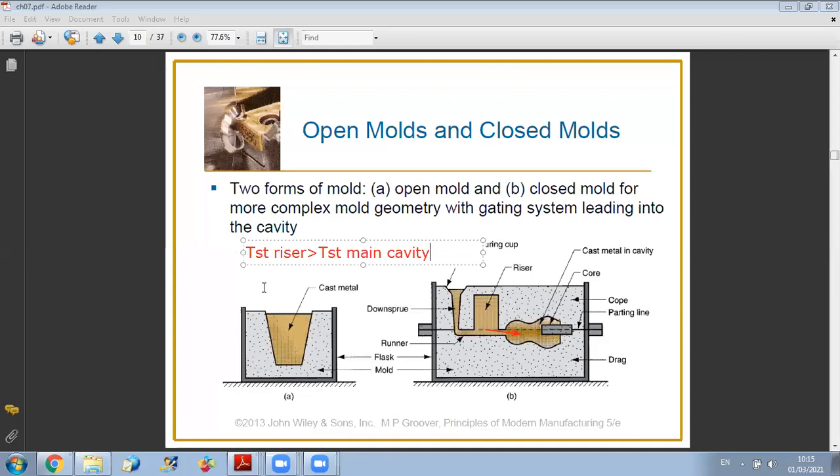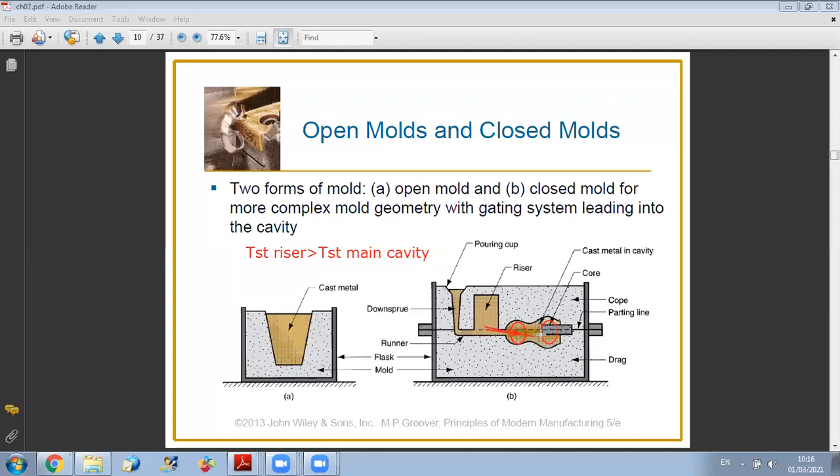Also, we try to have zones close to the riser with higher solidification time. Why? Because look, imagine that, for example, this zone of the cavity will have a smaller solidification time than this zone. What will happen? Once this zone solidifies, because it has a smaller solidification time, it will block the passage of molten metal from the riser towards other zones.